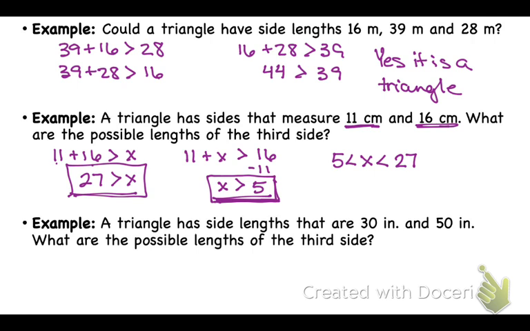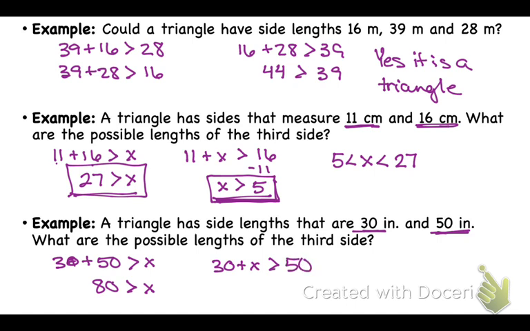We got 30 and 50. So you take 30 plus 50 has to be bigger than x. What's 30 plus 50? 80. So 80 is my top, right? And then I take 30 plus x has to be bigger than 50. Always put the smaller one in the bigger one. Always. So I solve that by subtracting 30. So x has to be bigger than 20. So we put 20 is less than x, which is less than 80.